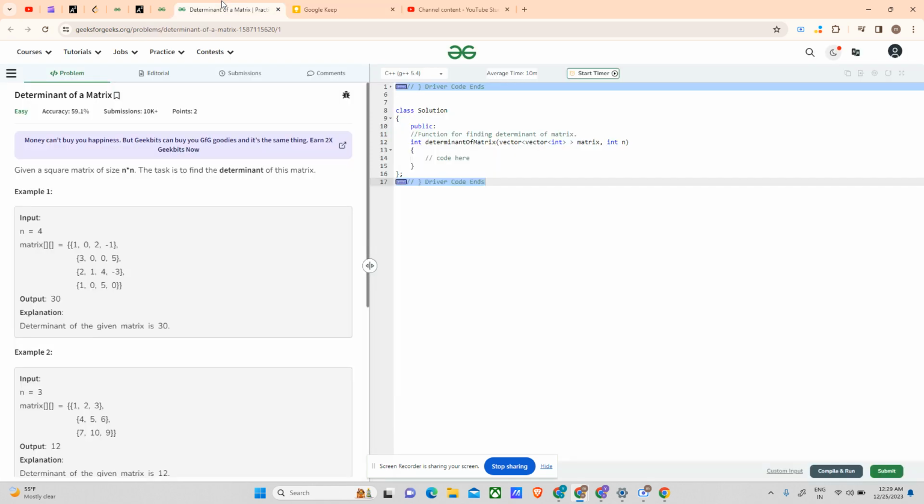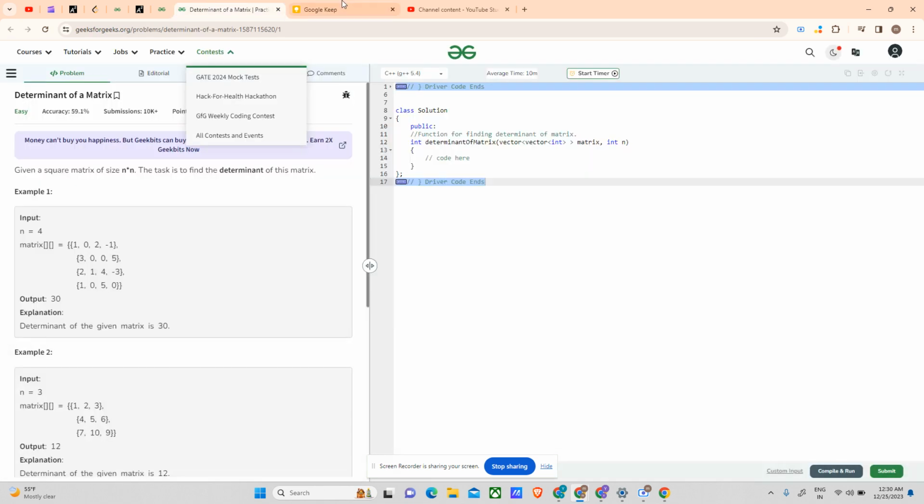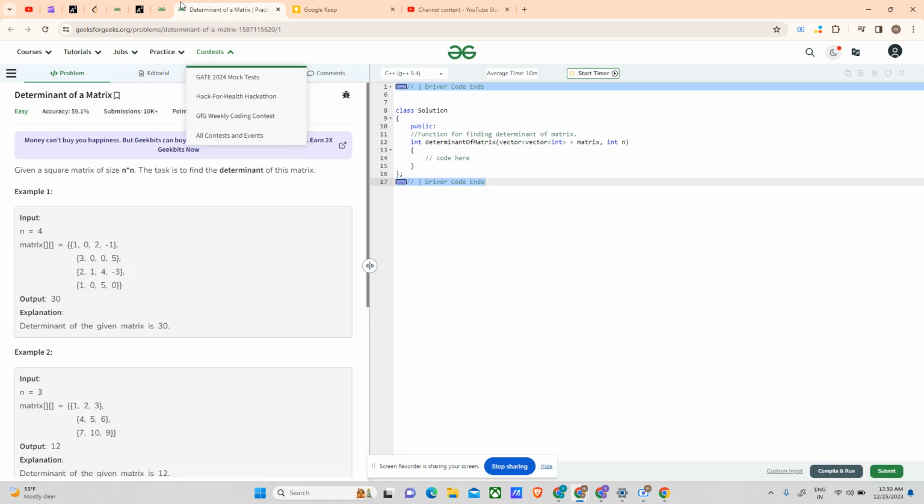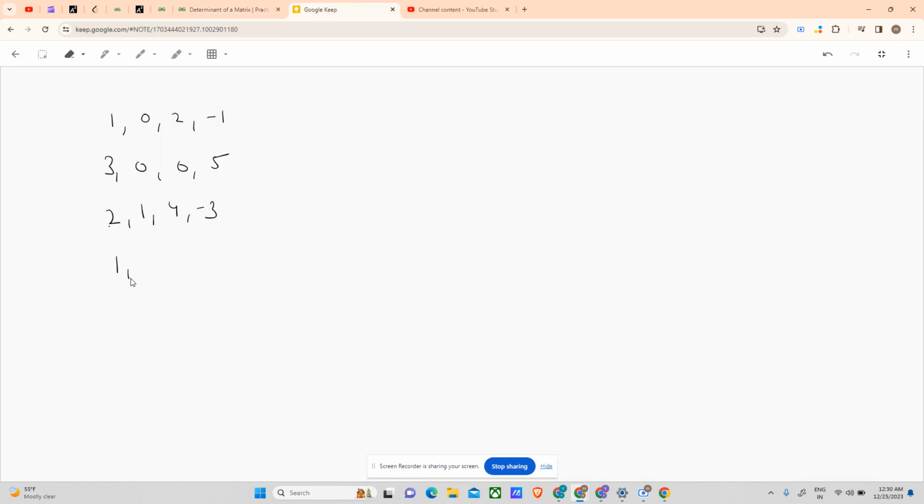Suppose we have been given, let's see the problem statement example only: 1 0 2 minus 1, 3 0 0 5, 2 1 4 minus 3, 1 0 5 0. This is our input matrix. Okay, I say the code should go like this.